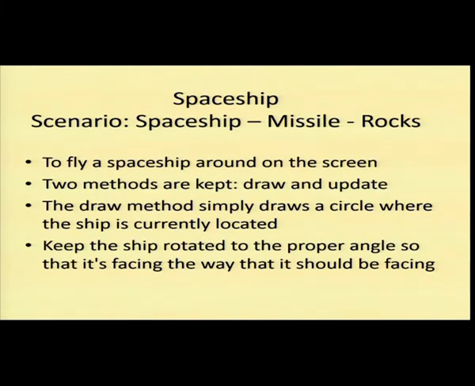Now, about the spaceship, in a spaceship scenario I will give it as an assignment. There is a spaceship and there is a missile and there are certain rocks. You are supposed to hit the rocks, and if the rock hits, the spaceship crashes. So, the scenario is to fly a spaceship around the screen. Two methods are to be kept. One is draw, and you need to update, then only you will get the output.